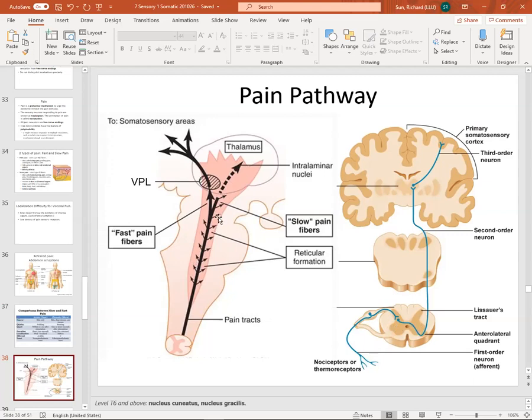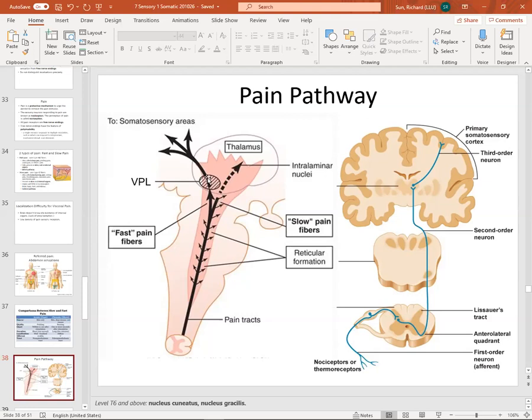It will not directly go into the thalamus. About 80% will just stop here in the brainstem. So they will kind of diffuse here in the brainstem. In the brainstem, we have a region called the reticular formation. So a lot of these slow pain stop here. We don't go directly. So this is the indirect pathway. The indirect pathway would then go a different route.